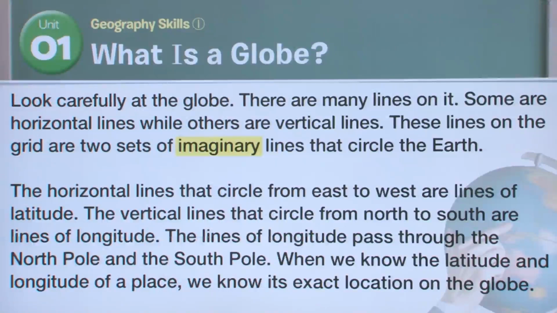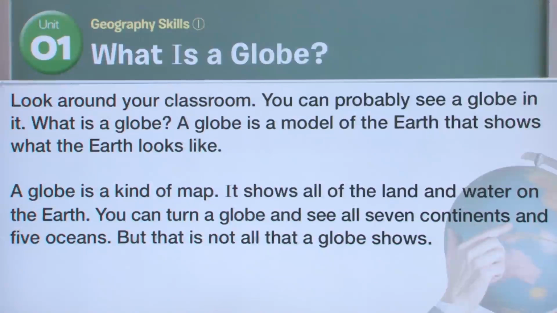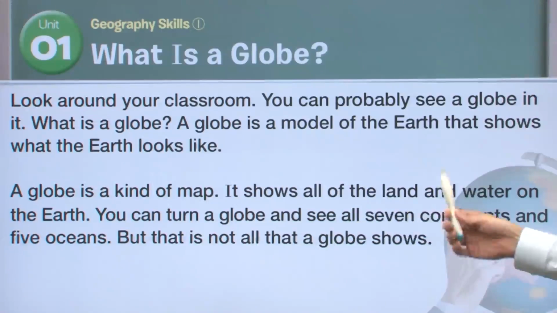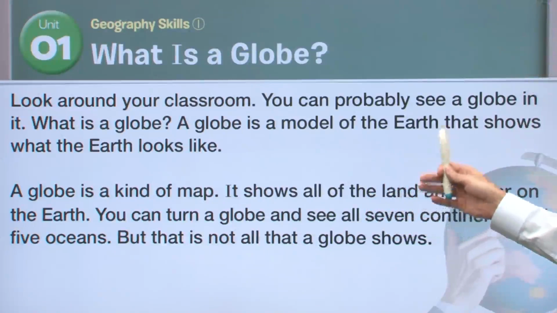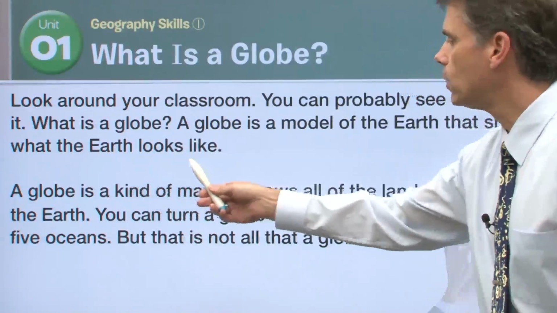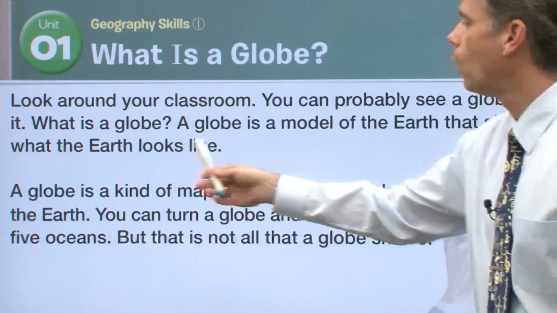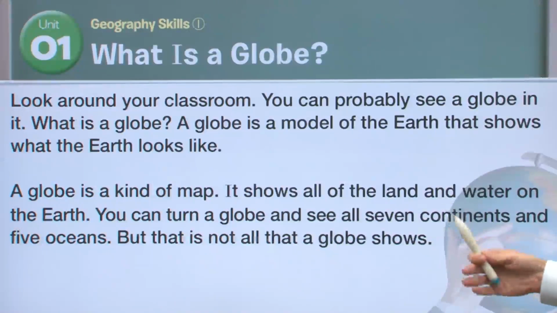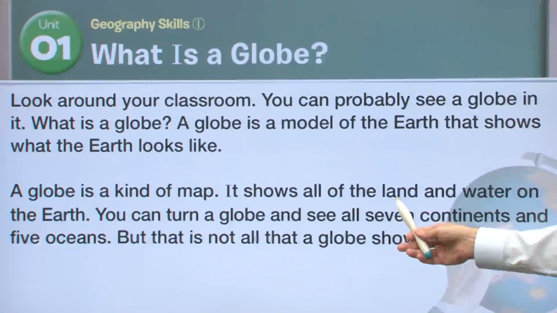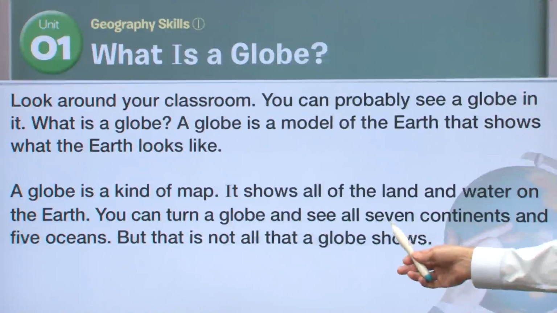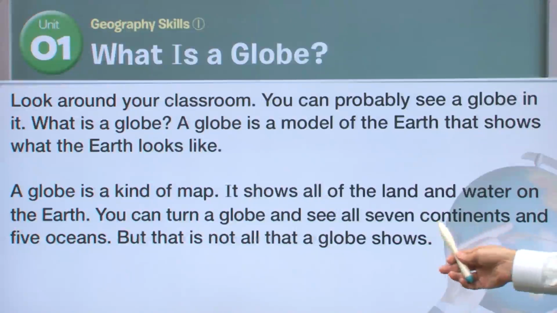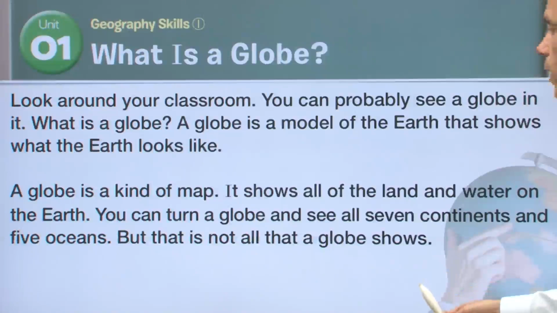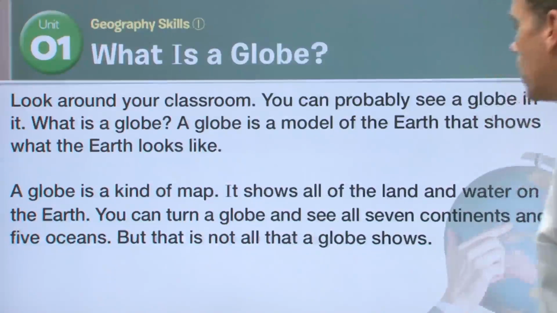Now, let's go back and take a look at that story one more time, okay? Yeah, so in your classroom, maybe you have a globe, all right? Now, what does a globe show? Well, the globe is something that shows what the Earth looks like. It's just a model of what the Earth looks like. It's kind of like a map, but not exactly, because it's a model. And it shows the land, it shows the water, all 7 continents. Remember continents? North America, South America, Asia, and Europe, and so on. Okay, and it shows the 5 oceans as well.